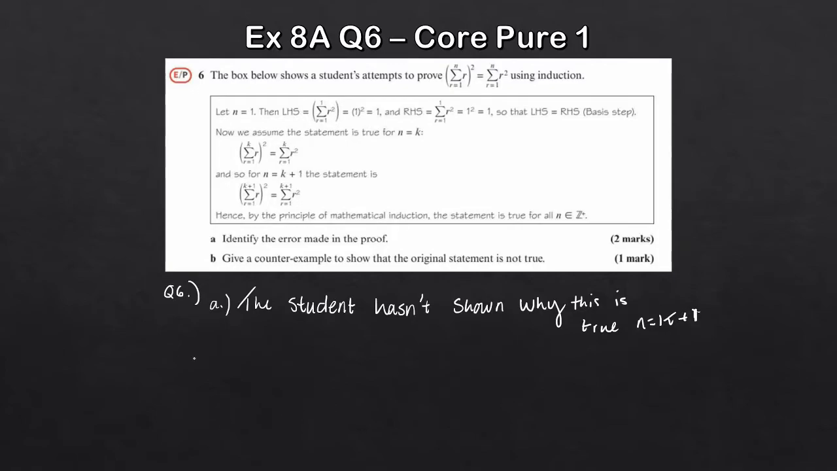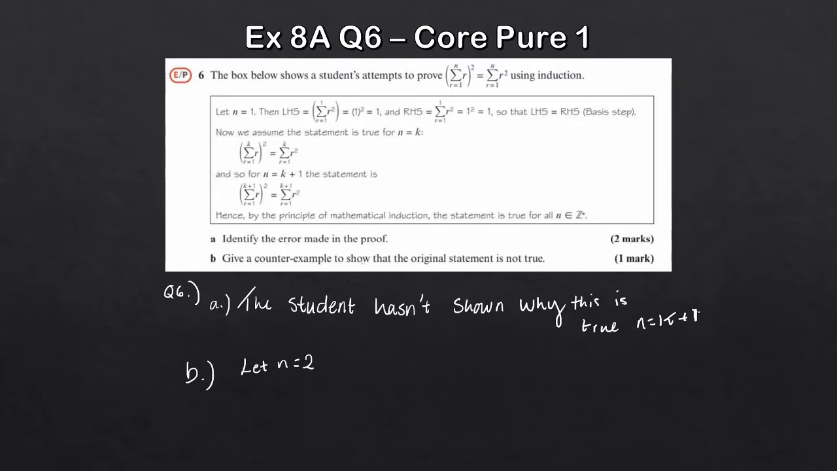And then part B asks us to just give a counter example to show that it wasn't true anyway. So there's multiple different answers you can give for this. For a question like this, just play around with a few different numbers, see which ones work and don't.